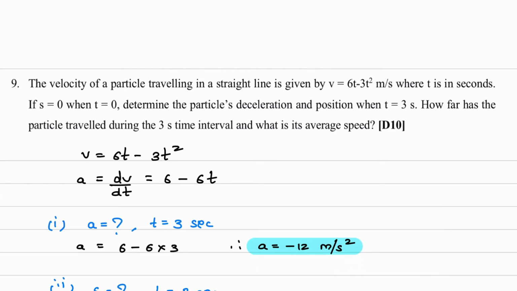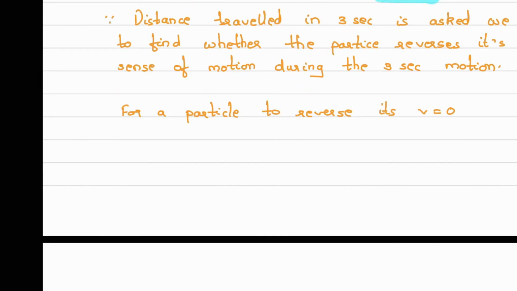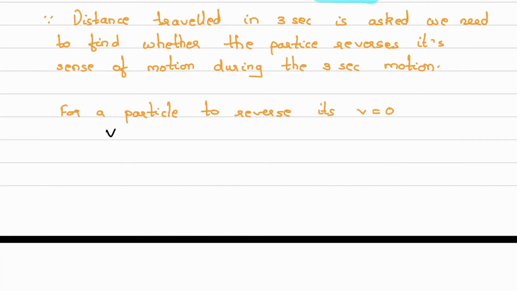So when will the particle reverse its motion? When velocity is 0. The particle will travel in this direction, its velocity will become 0, and then it will change its sense of motion. So we will equate this to 0. Velocity is equal to 6t minus 3t square, and this will be equal to 0. From here we will get two values of t: t equal to 0 seconds and t equal to 2 seconds.